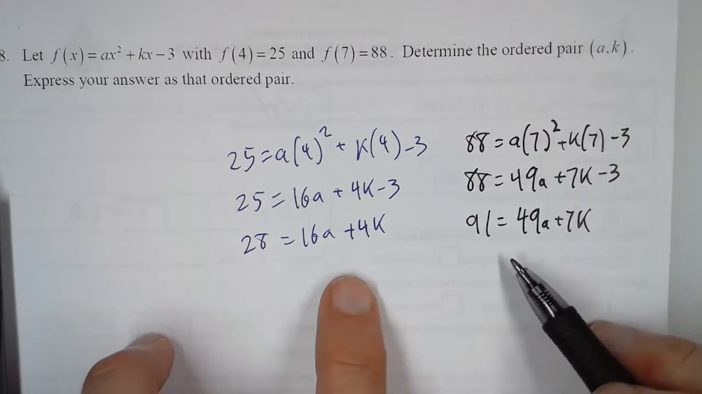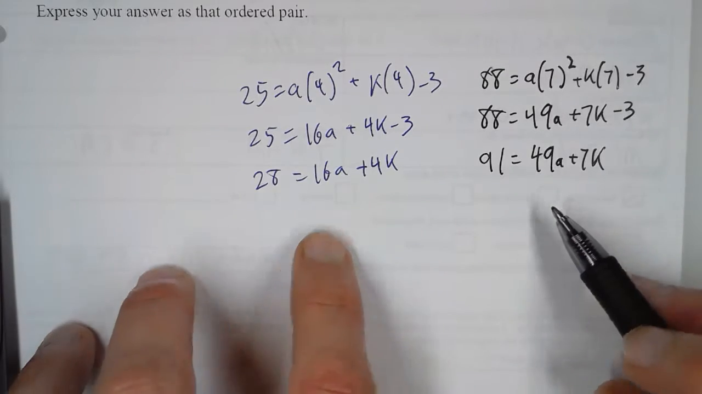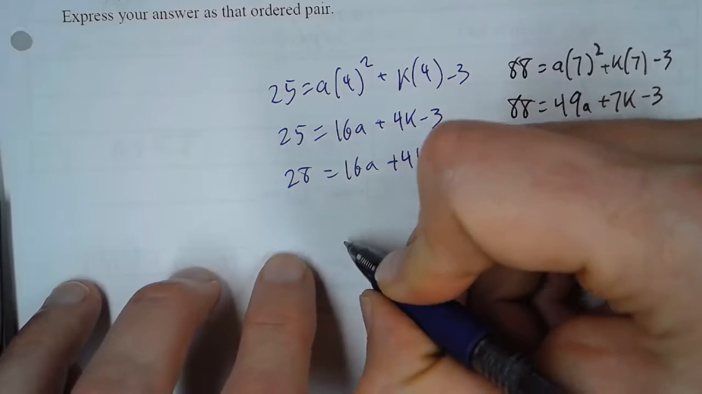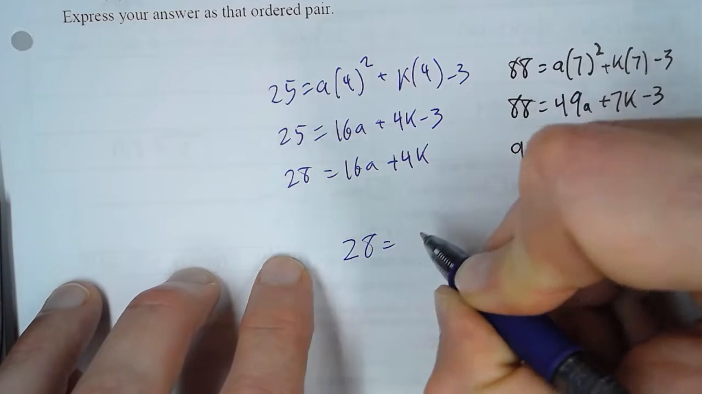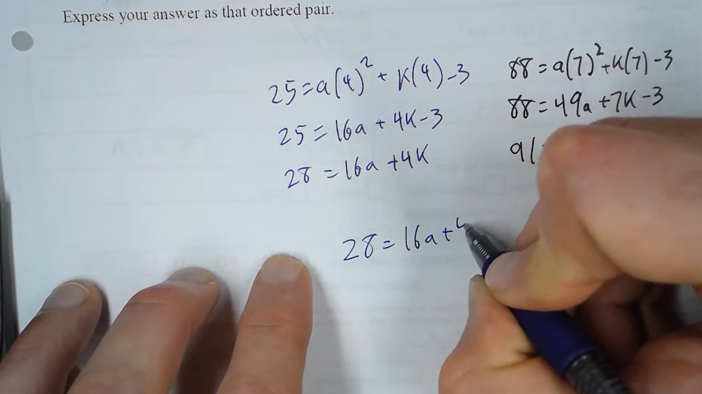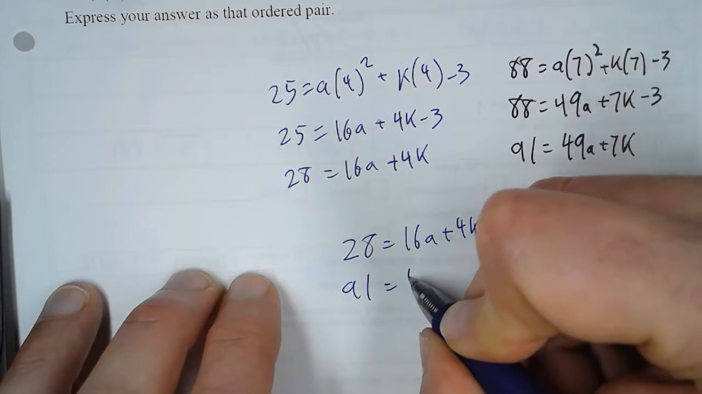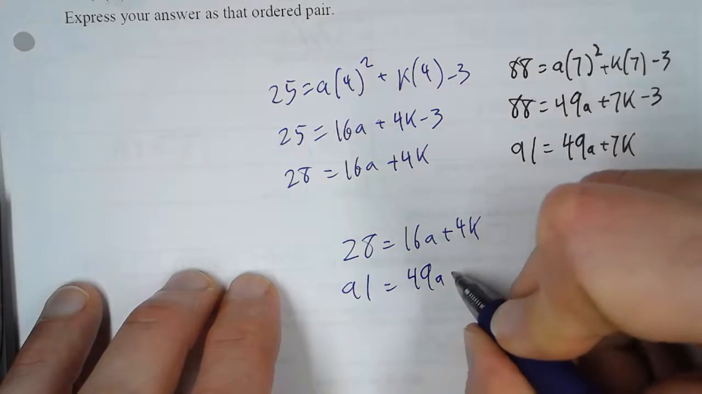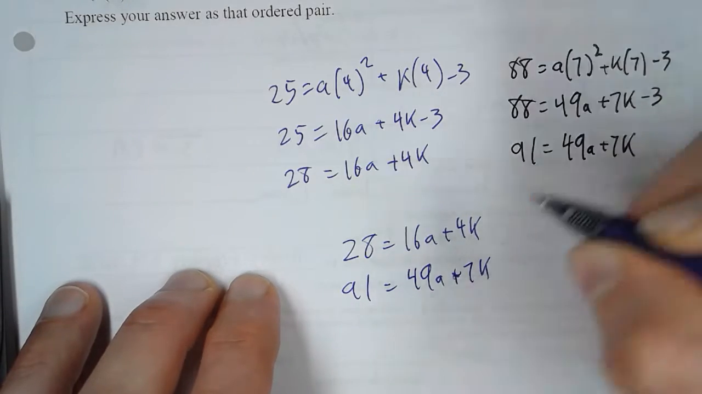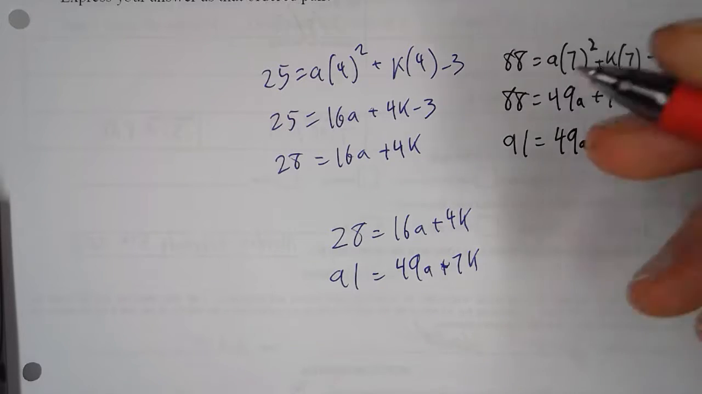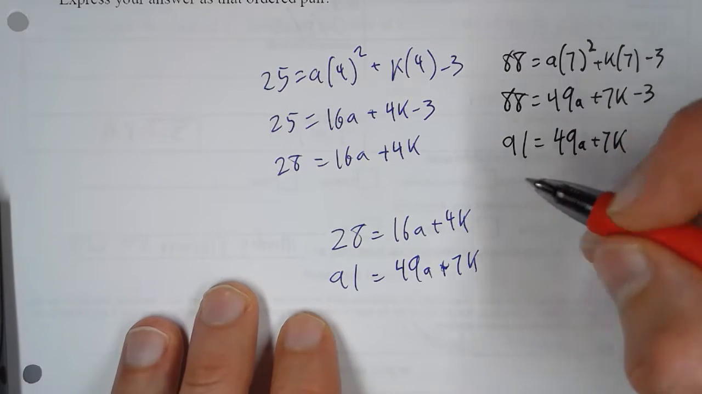So what we have is two equations with two variables. So this is a system of equations. So we have 28 equals 16a plus 4k, and 91 equals 49a plus 7k. Now in a system like this, the method that I'm going to use is what's called elimination.